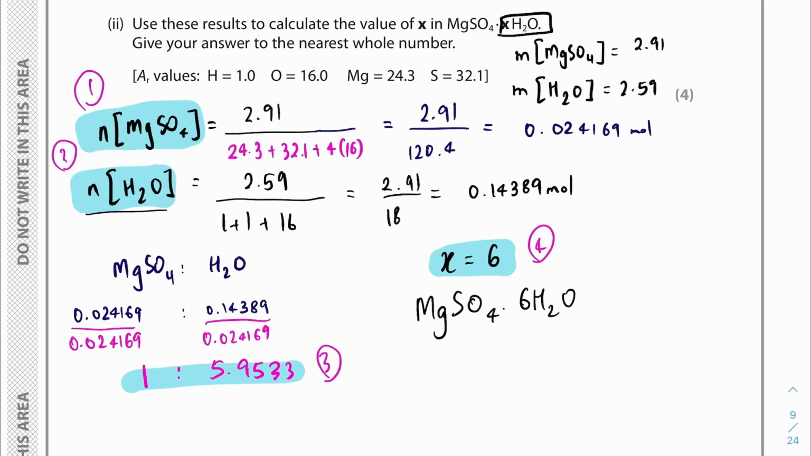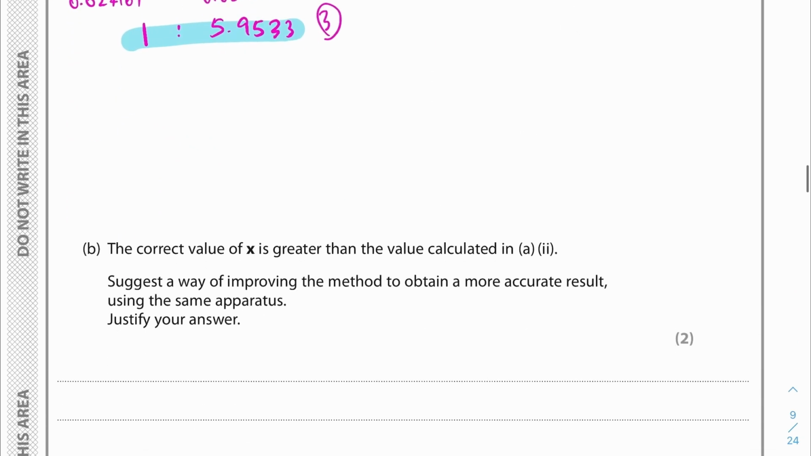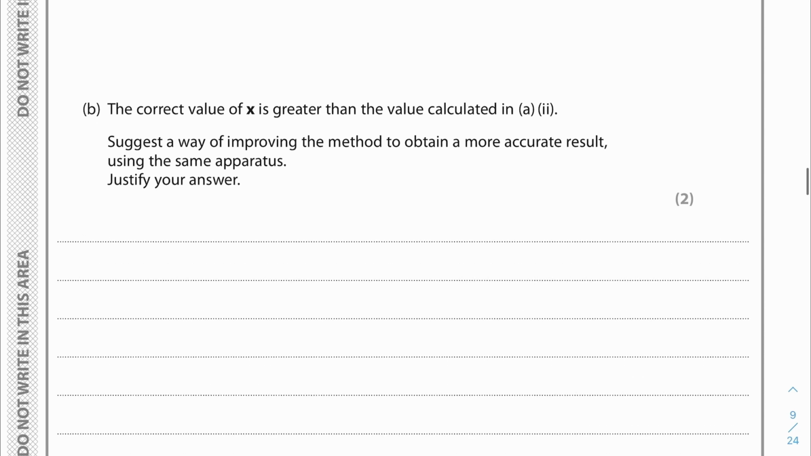Okay, so let's go down. The correct value of X is greater than the value calculated in the previous question. So they're saying that the correct value of X is greater, probably greater than 6. They're saying that they should have lost more water, right? So more water should have been lost.